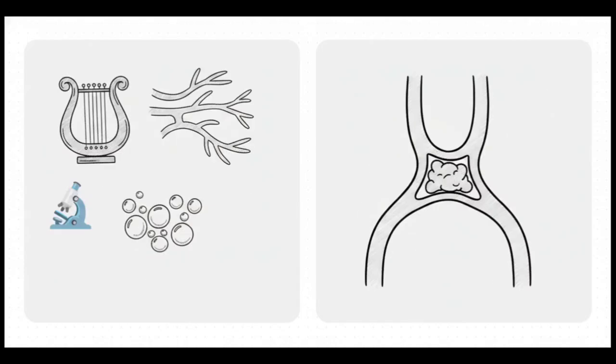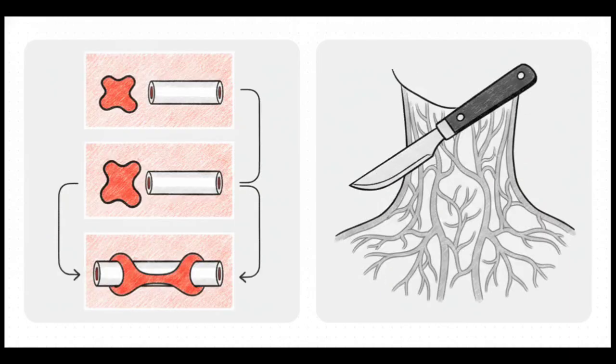Next up, you see a lyre sign on imaging as the vessels splay out, or you spot a Zellballen pattern on histology. Yep, once again, that is your carotid body tumor. What if you hear a surgeon talking about grades Shamblin 1 through 3? That's your specific surgical roadmap for predicting the difficulty of excising a carotid body tumor.